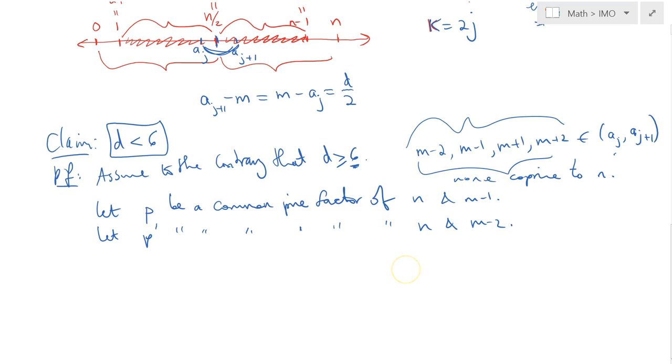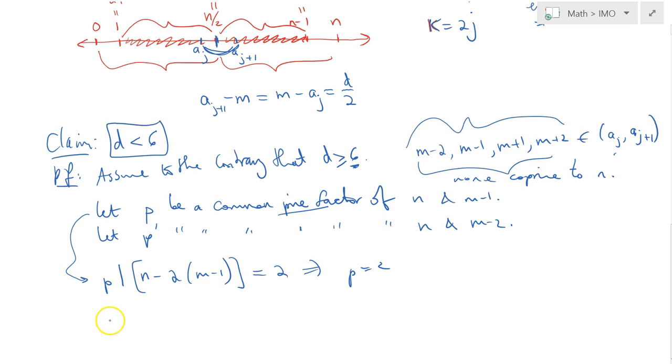So p must divide n, and it divides m minus 1, so it should divide the linear combination of the two. So it divides n minus 2 times m minus 1, but 2m is simply equal to n, so this whole thing is 2. So p divides 2, but p is a prime, implying that p is equal to 2.